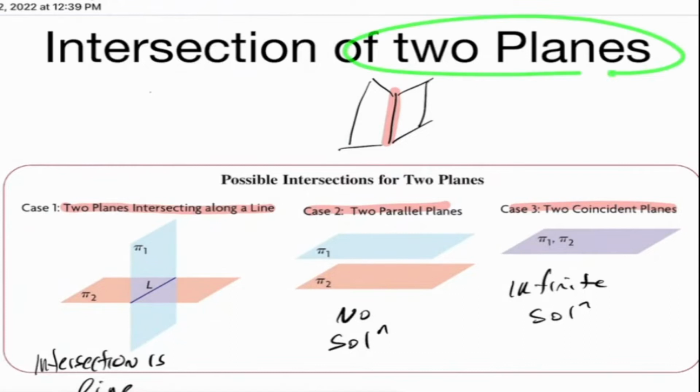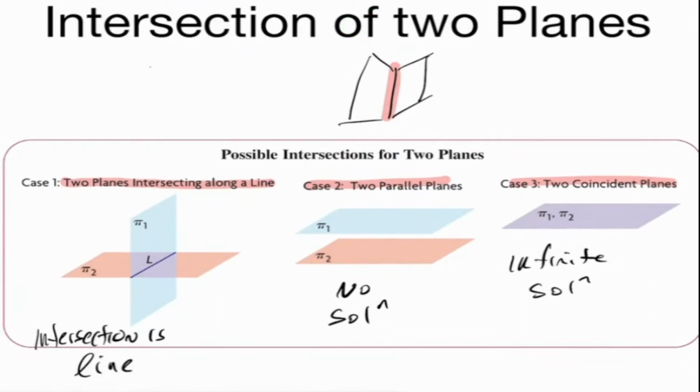We're looking at the intersection of two planes. If two planes cross, they intersect at a line. If they do not intersect, they must be parallel, or they're the exact same plane. Those are the three conditions when you're looking at intersection of a plane.